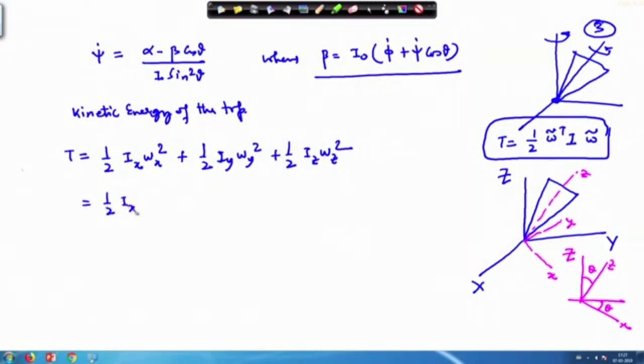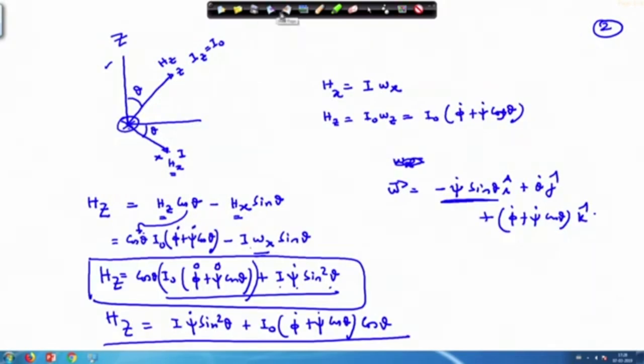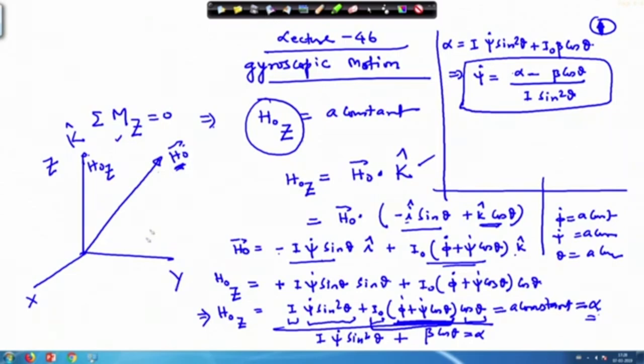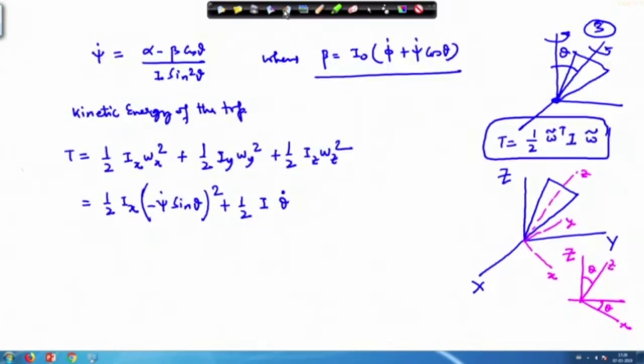Now, insert the values for all these omega x, omega y and omega z. So, omega x is your psi dot sin theta with minus sign, plus 1 by 2 I times theta dot. So, now you are discussing about the top. While we come to this portion, if your theta is not constant, if theta is varying, then there is a different issue. If theta is a constant, then there is a different issue.